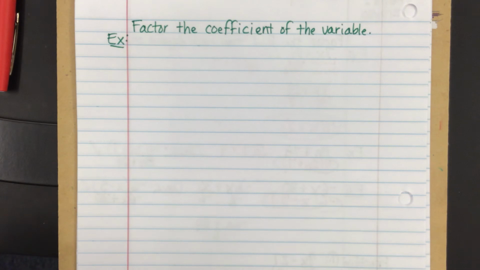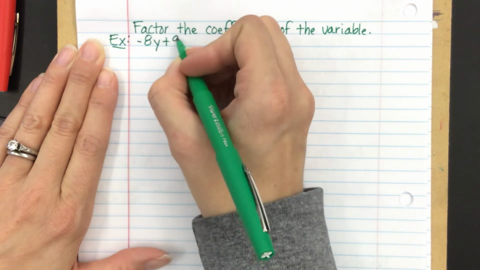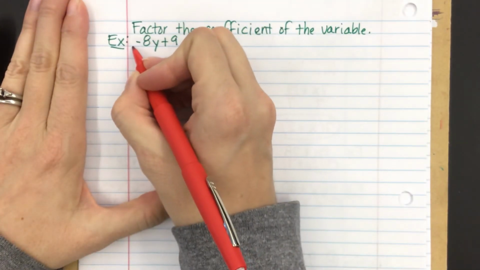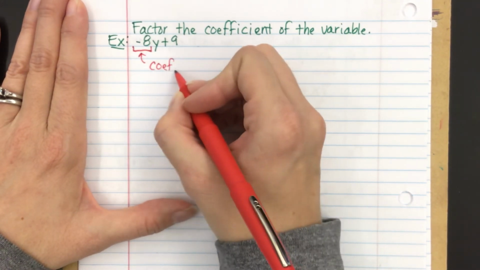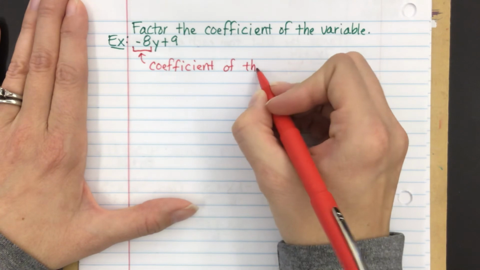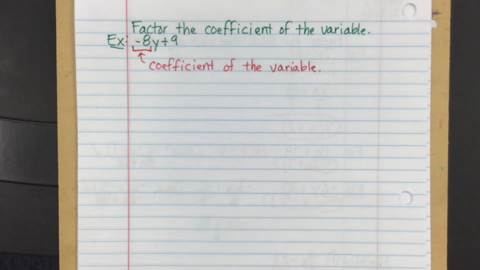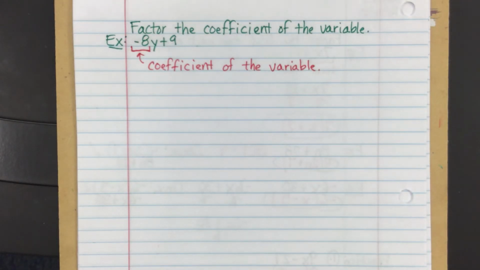Okay, so let me write this example down. Now it says factor out the coefficient of the variable. What is the coefficient of the variable? It is this number right here. This is the coefficient of the variable. So what this is saying is, don't worry about trying to find the greatest common factor. I'm telling you what to factor out. You're going to factor out this number that's being multiplied by your variable. We call that the coefficient of the variable.